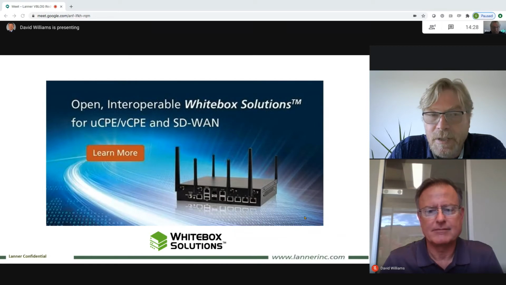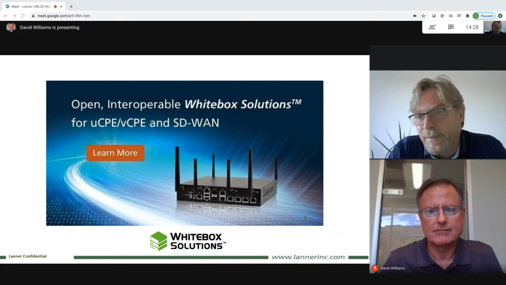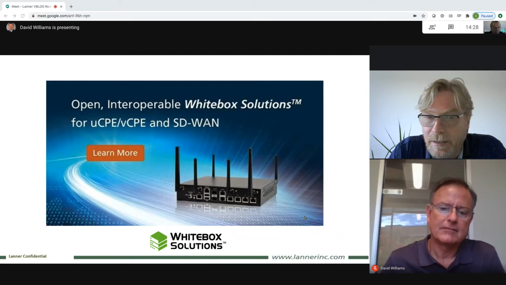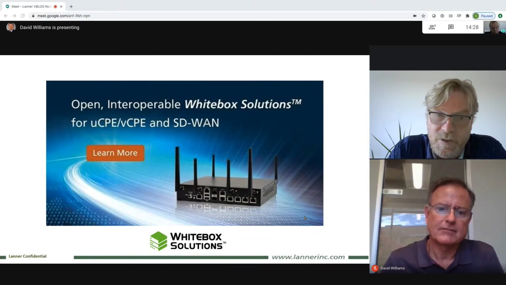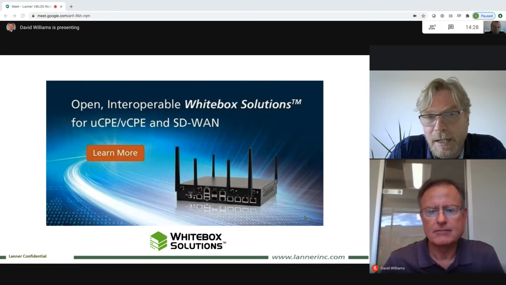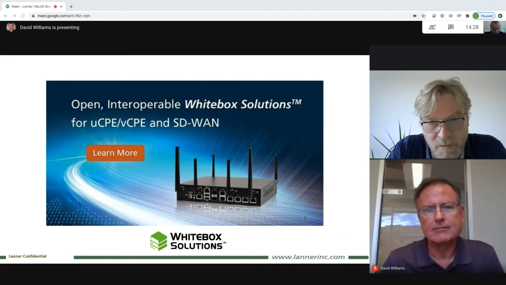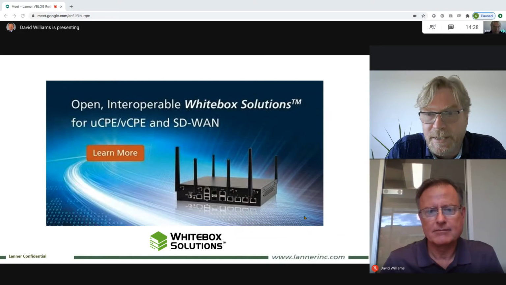And today we are looking at a different use case beyond universal CPE and virtual CPE or SD-WAN. Today we want to focus on the aggregation point, mainly around the vBNG or virtual broadband network gateway. And with that, I have a guest speaker from a company called NetElastic. They are a software partner from Lana Electronics building solutions around virtual BNG. And David Williams is with us today.